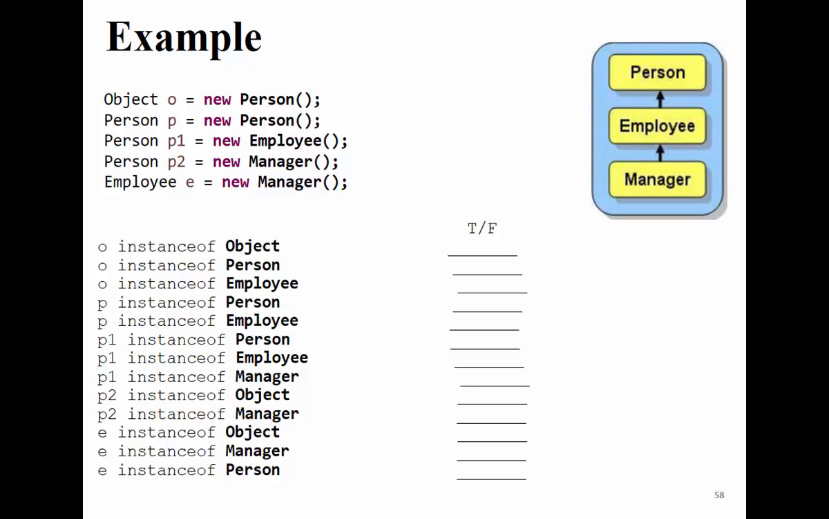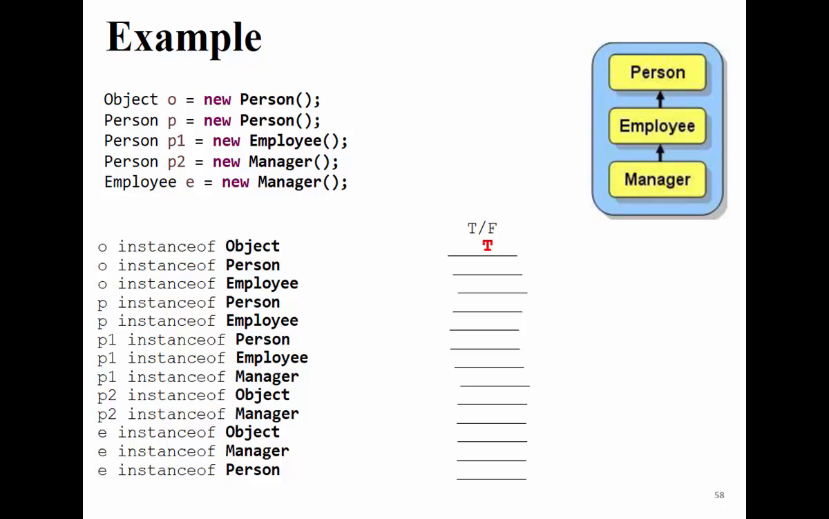So just to test your knowledge, based on the declaration that we gave in the previous slide, we declare Object O, Person P, Person P1, Person P2, and Employee E. And then we create the actual types for them. So O's declaration type is Object, but the actual type is a Person. Now, if I check O instanceof Object, what should I receive? True, because Object is a parent of Person.